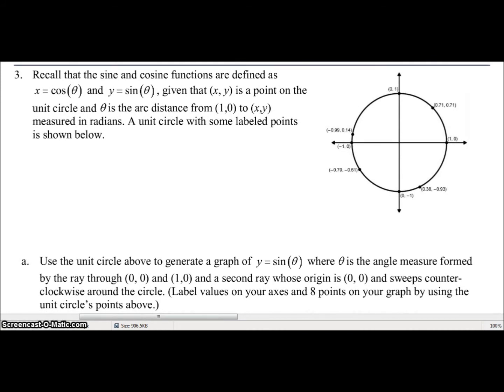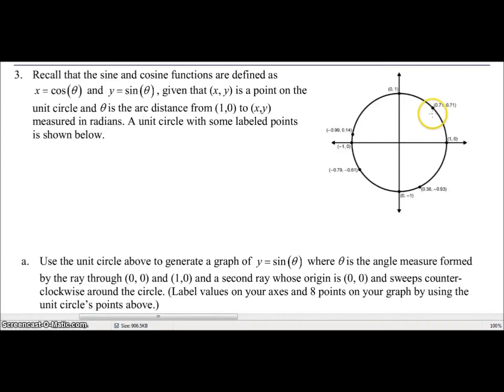Use the unit circle above to generate a graph of y equals sine theta, where theta is the angle measure formed by the ray through (0, 0) and (1, 0), and a second ray whose origin is (0, 0) and sweeps counterclockwise around the circle.